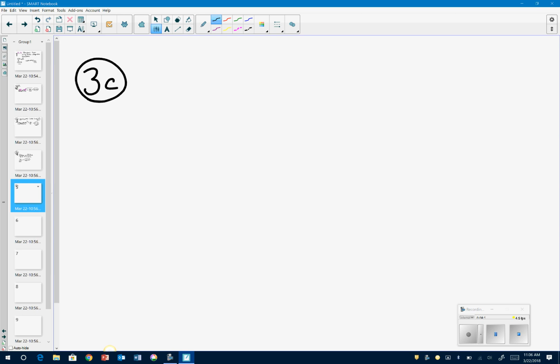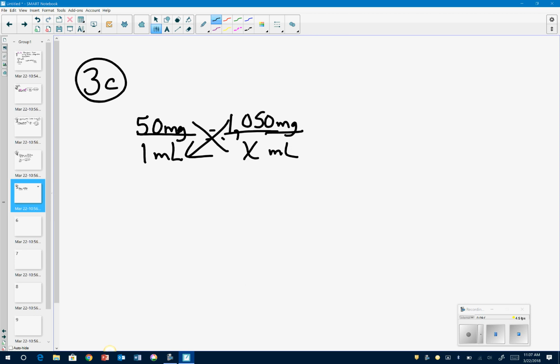Three C, you have, of course, your stock is 50 milligrams per 1 milliliter, and you're wanting 1,050 milligrams. Okay, and then of course you're going to have X milliliters here. So you're going to cross multiply. Whatever you multiply the X by always goes on the bottom. So 50 times X is 50X. 1,050 times 1 will be 1,050. Divide that, and you get 21 milliliters.